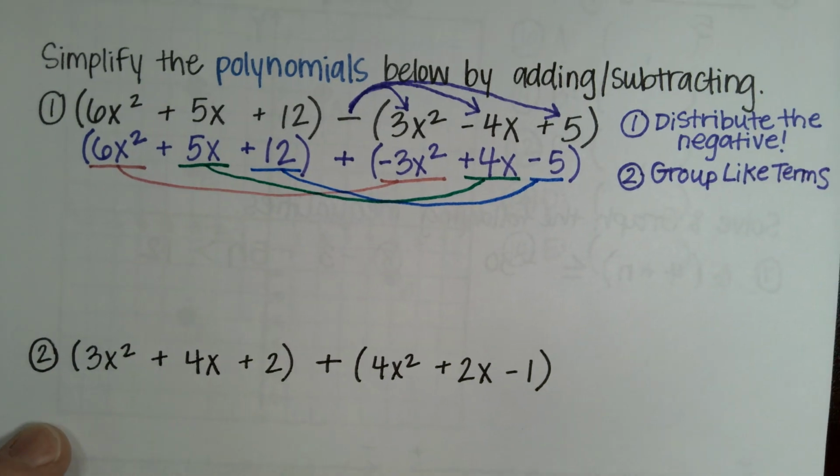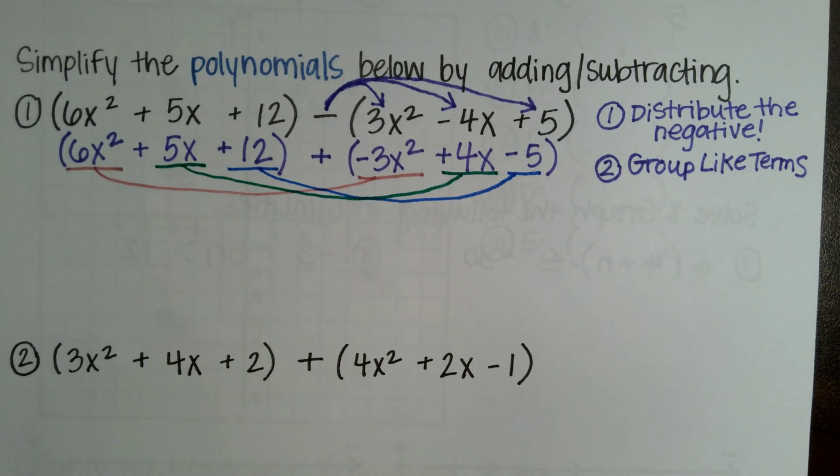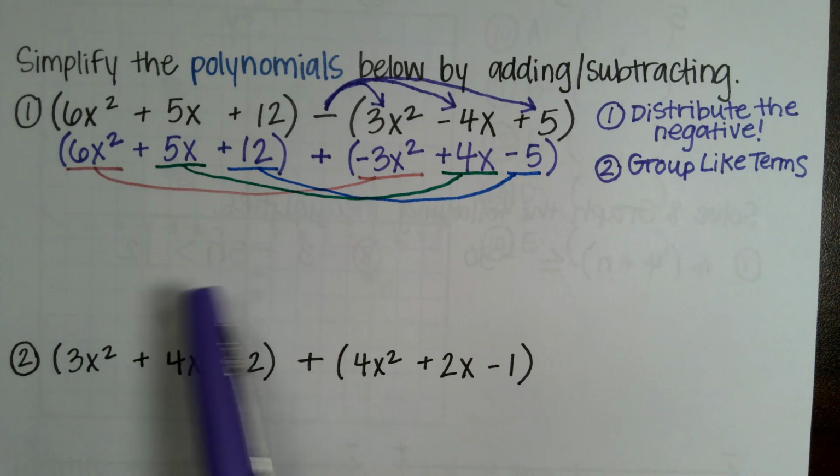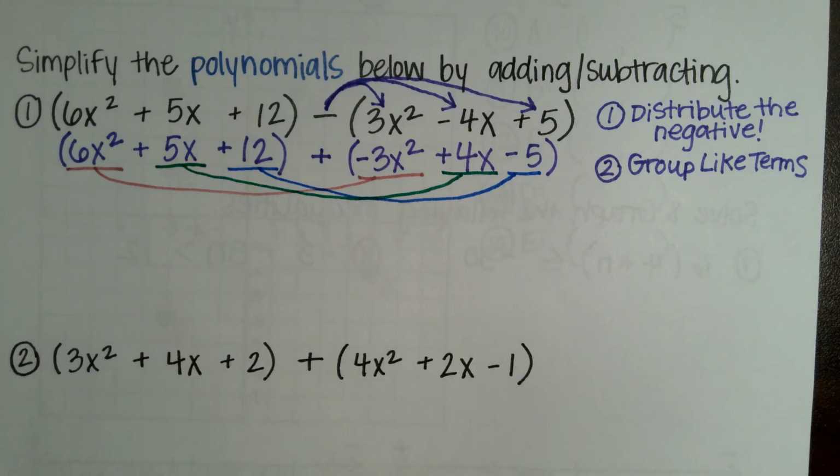So that's step 2. First we distribute the negative, then we group our like terms. All right, any questions about that step? Everybody feel good about it? Okay, great. So now that we know which terms go with each other, what should we do next?